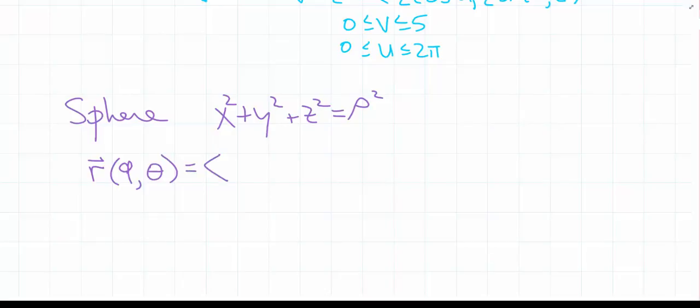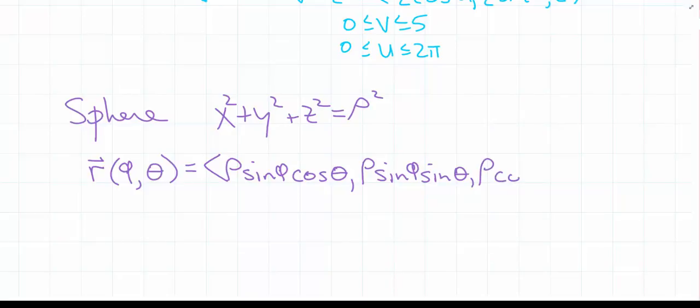And we said that the x-coordinate was rho sine phi cosine theta. The y-coordinate was rho sine phi sine theta. And then finally the z was rho cosine phi. And this is how we can write a sphere in parametric form. This is how we can parametrize a sphere. So this is a sphere of radius rho. So those are the things that we need to keep in mind.